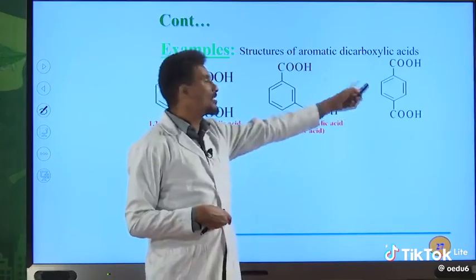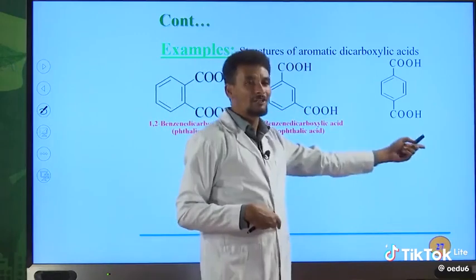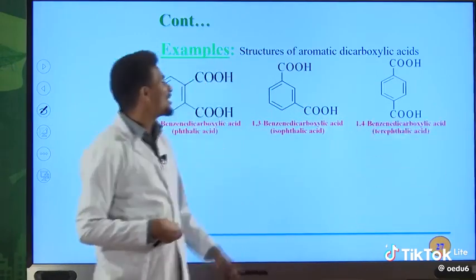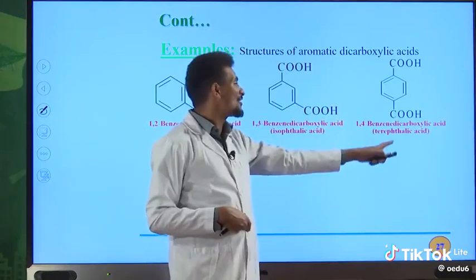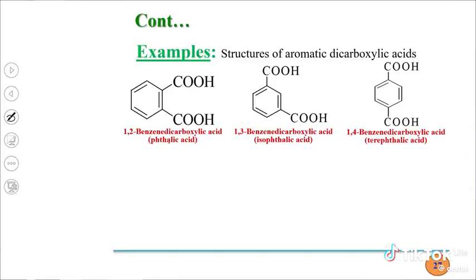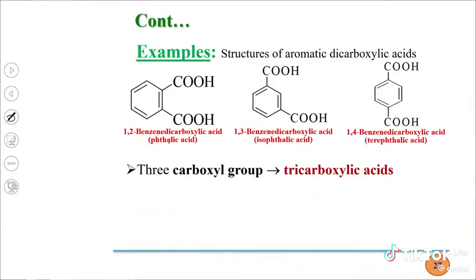The third one is this one, 1,4 position. It is similar to this one. 1,4 benzene dicarboxylic acid is the IUPAC name for this carboxylic acid, and terephthalic acid is the common name for this aromatic dicarboxylic acid. So these are aromatic dicarboxylic acids.